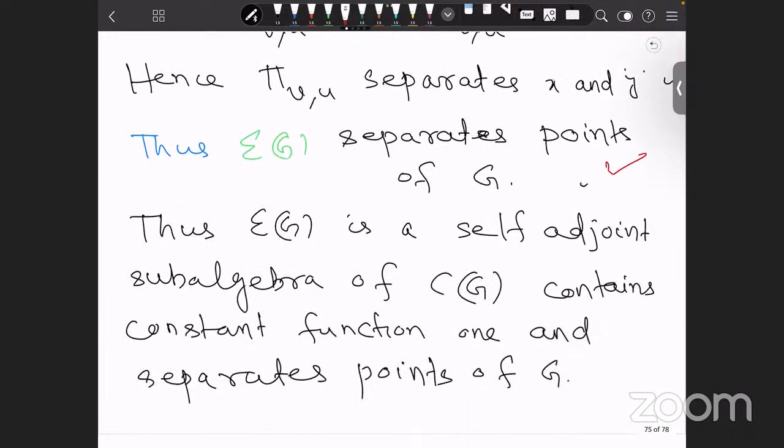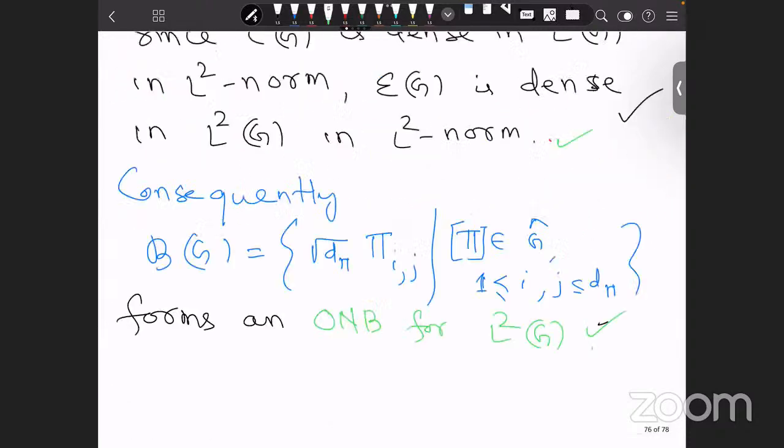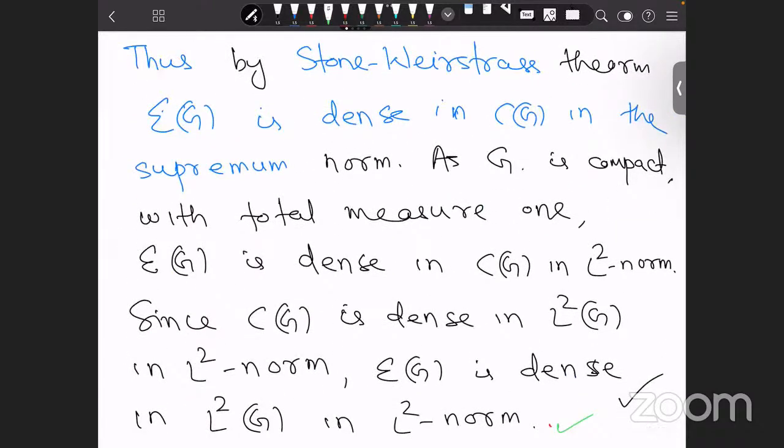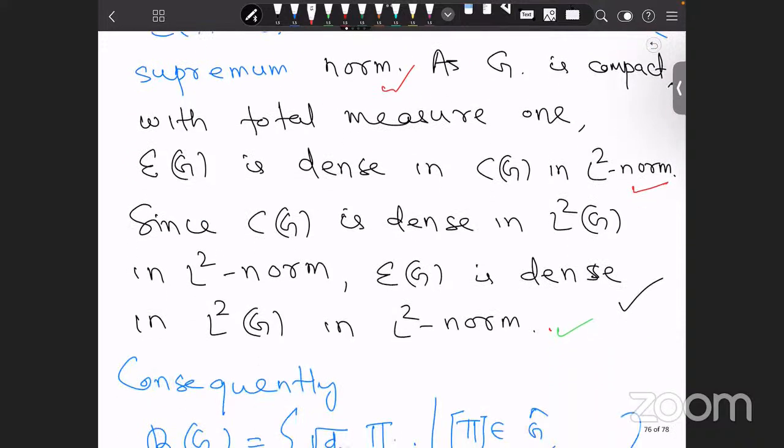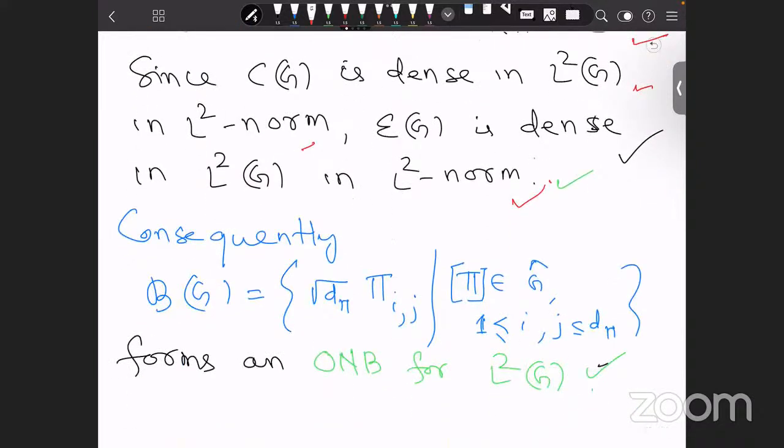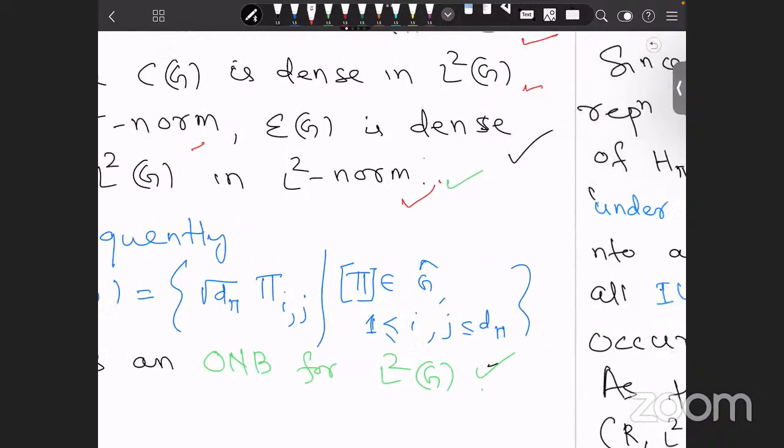Thus E(G) is a self-adjoint subalgebra of C(G) which contains the constant function 1 and separates points of G. So by the Stone–Weierstrass theorem, E(G) is dense in C(G) in the supremum norm. G is compact with total measure 1, so the L2 norm is smaller than the supremum norm, and E(G) is dense in C(G) in the L2 norm. Since C(G) is dense in L2(G), E(G) is dense in L2(G) in the L2 norm. Consequently, the functions √(d_π) π_ij, with π in G-hat and 1 ≤ i, j ≤ d_π, form an orthonormal basis for L2(G).